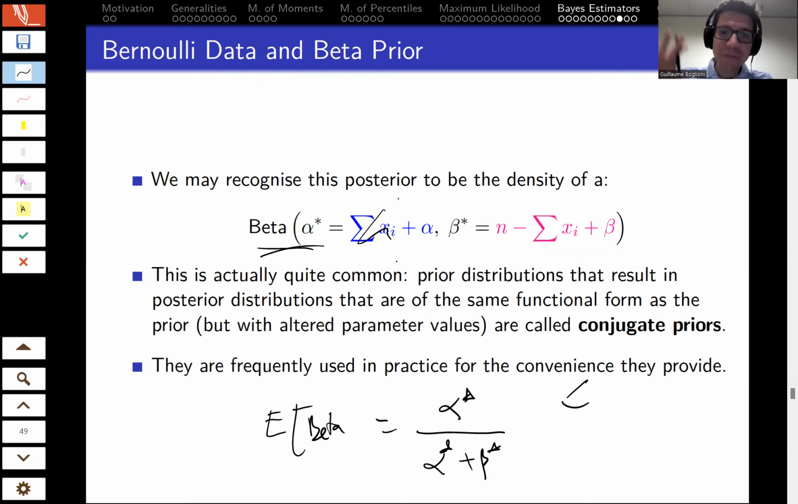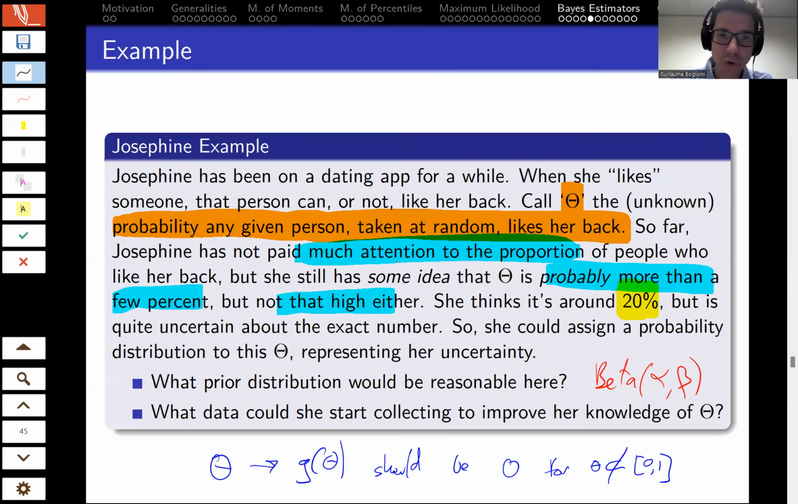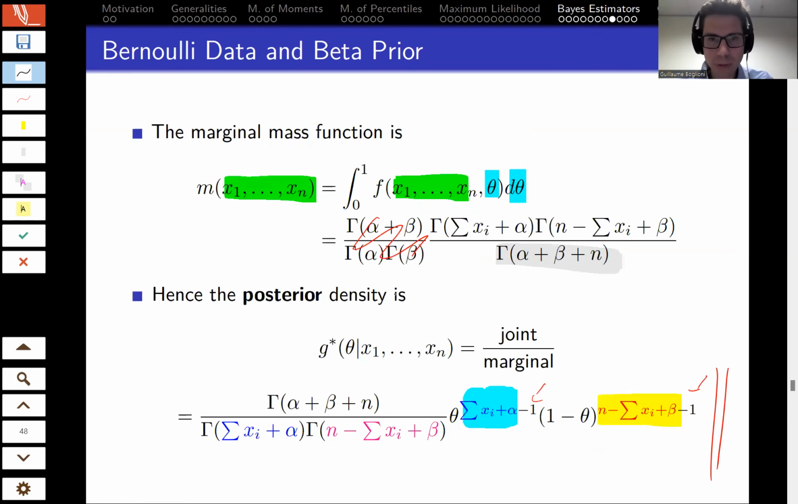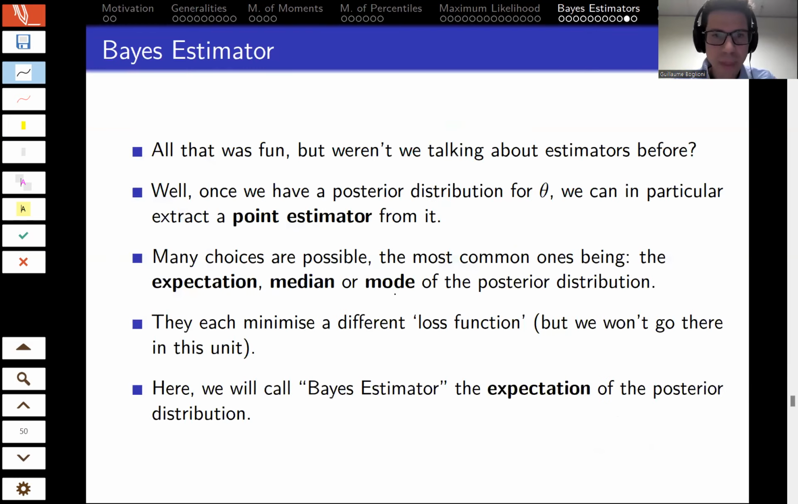which makes sense. If in our example Josephine observes a lot of people who like her back, so most of those x's, or a high proportion of those x's, are 1, meaning someone likes her back, then the mean of the posterior of the parameter distribution, the theta distribution, is going to be bigger, which makes sense. We have more data that says the proportion of people who like her back is big, so we update our belief that theta is actually bigger. But maybe I'm getting slightly ahead of myself. We're going to discuss this again in a second.